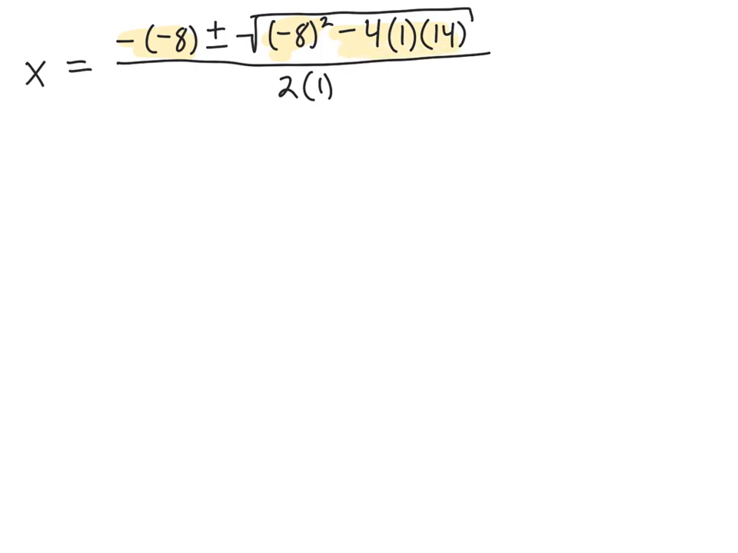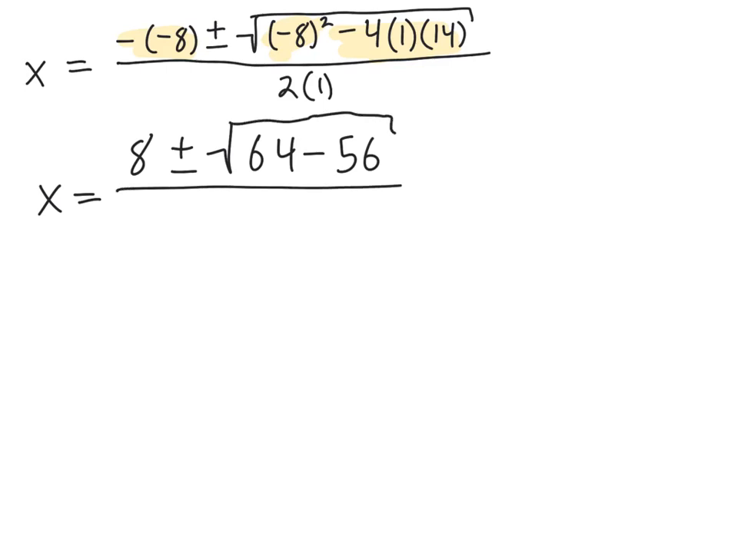The first, this negative of -8, well, that's just going to simplify to a positive 8, plus or minus. -8 squared is 64, positive 64. And then we have -4 times 1 times 14. Well, that's going to be a negative. 4 times 1 is 4. 4 times 14: we have 4 times 10 is 40, 4 times 4 is 16, so 40 plus 16, it's going to be 56.